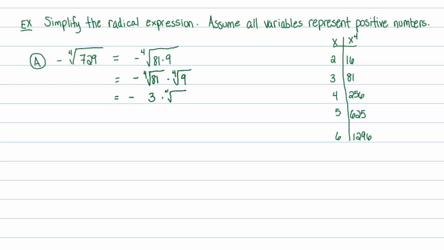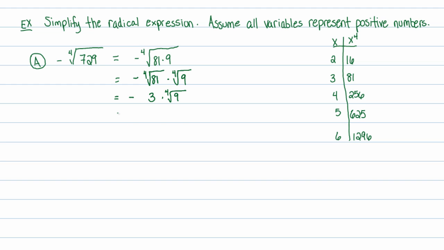The fourth root of 9. And from this point forward, I'm just going to check to see if this is as simplified as it gets. Well, I have the fourth root of 9, and that actually doesn't simplify down any further. I can't break 9 apart into two numbers, one of which I could take the fourth root of. So that's kind of as good as it gets.